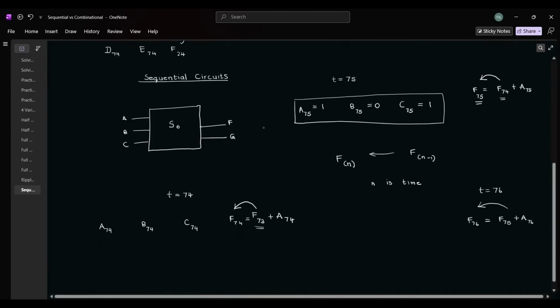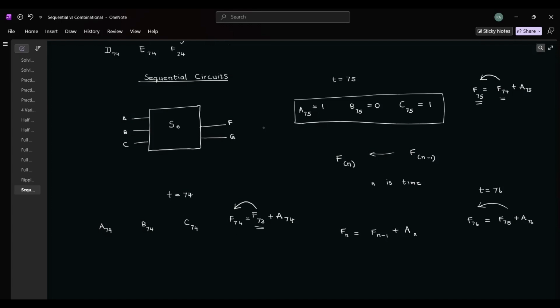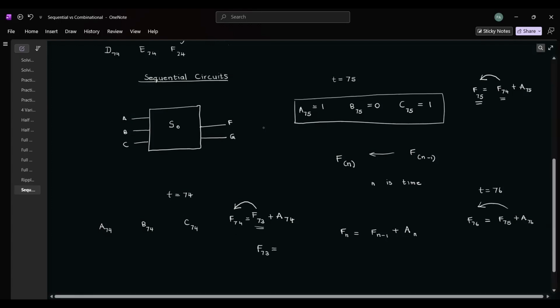But here, time is an important part. Time can change the behavior of the output because Fn is given as Fn minus 1 plus An: A at a specific time n and F at a specific time n minus 1. That decides what Fn is equal to. Let's say F73 was equal to 1 and A74 is equal to 0. Then F74 will be equal to 1 plus 0, so it will be 1.